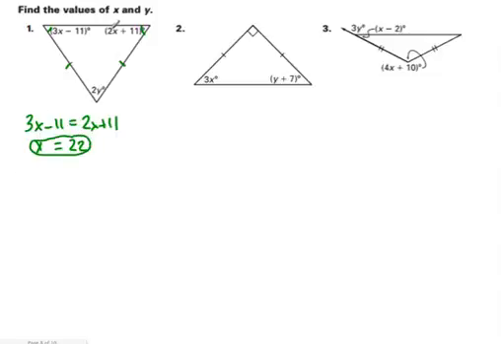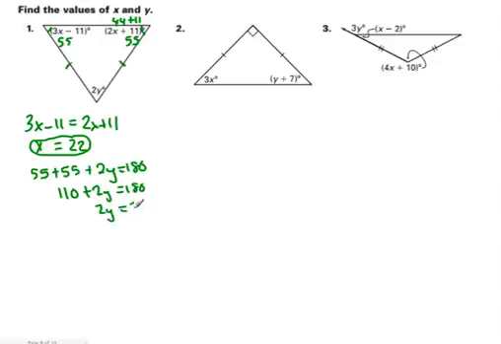2 times 22 is 44. 44 plus 11 gives me a total of 55 here. 3 times 22 is 66 minus 11 gives me 55 up here. That's nice that those two numbers do turn out to be the same. And I could say 55 plus 2y equals 180. This is 110 plus 2y equals 180. I'll subtract 110 from both sides, and I have 2y equals 70, or y equals 35.